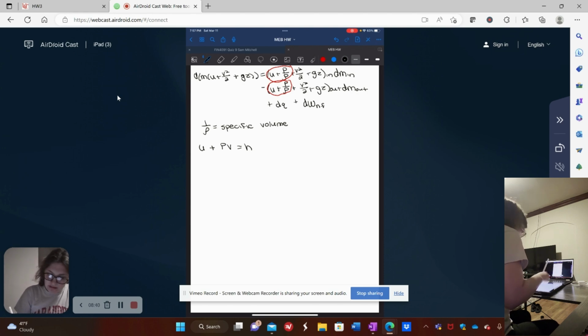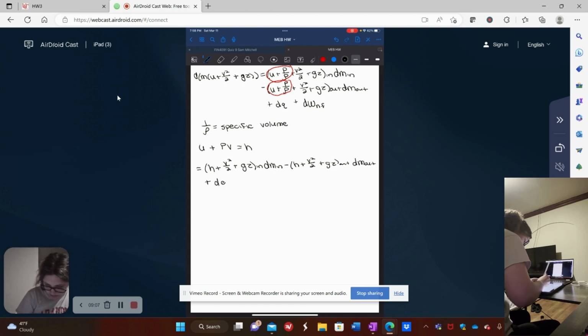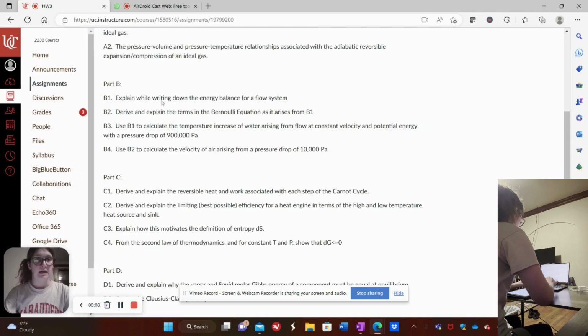So I'm just going to write that out, and this is equal to the same thing that's on the left side above. So you have H plus V squared over 2 plus GZ in dm in minus H plus V squared over 2 plus GZ out dm out plus dq plus dw non-flow. Now that we have the energy balance for a flow system, we are ready to move on to B2, which asks us to derive and explain the terms in the Bernoulli equation as it arises from B1.